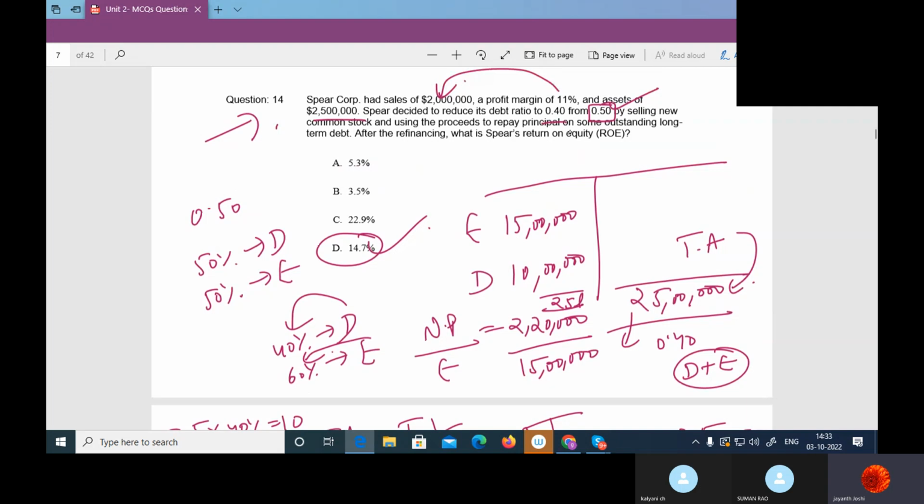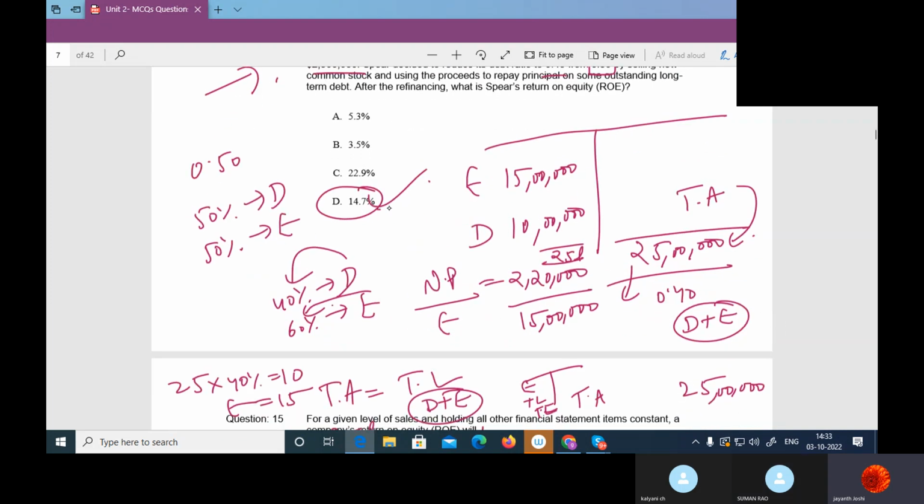So for that, what I can do, I can take this 11%, which is the profit margin on sales. I can calculate that profit amount. 11% of 20 lakhs is 2,20,000, divided by 15 lakhs, the equity. I get what? Return on equity, correct?